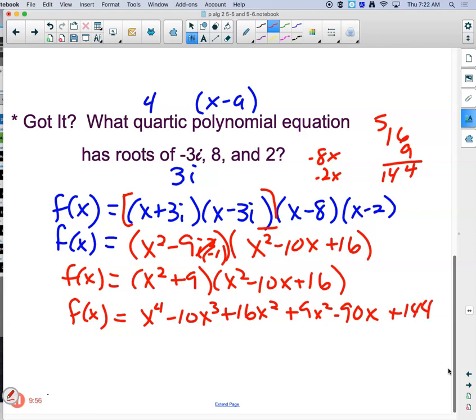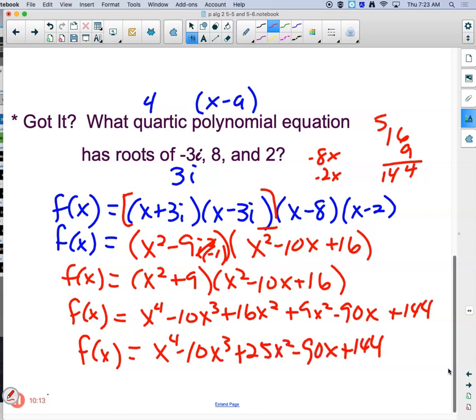And then we'll collect up those like terms and combine them. So x to the fourth is all by itself, so is negative 10x to the third. No more x to the third terms. But we have a 16x squared and a 9x squared, which is 25x squared, minus 90x plus 144. So really the only like terms that we had here were the squared terms, but we still had to put those together. So it's definitely a quartic. They said it had to be a quartic, and we've got a quartic. The rest of it is just being very careful with your multiplication and your combining of like terms.